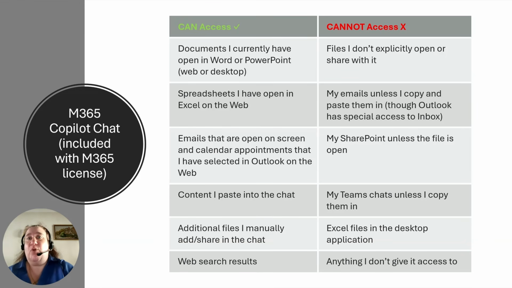Here's the big thing, what it can't access. Files that aren't explicitly open on screen or shared with it. My main inbox and all the different emails that I've got. It does have access to the inbox, but it can't deal with all of your emails. It can't see files in SharePoint or OneDrive unless they are open. It can't see anything from Teams, the chats or the channels, unless of course I copy them in.